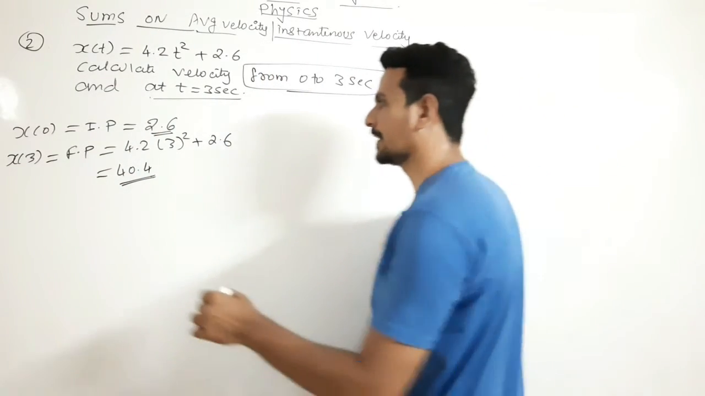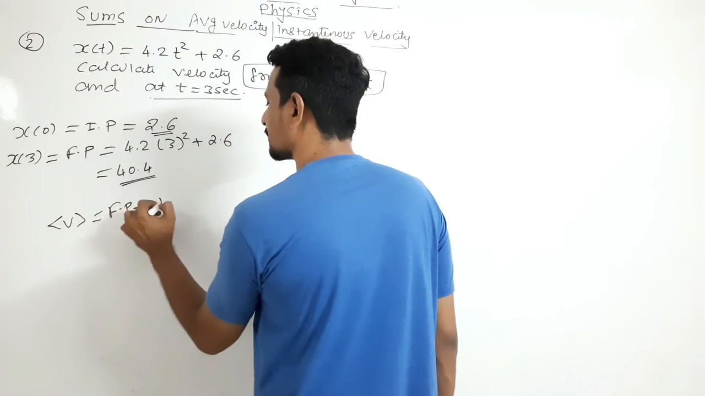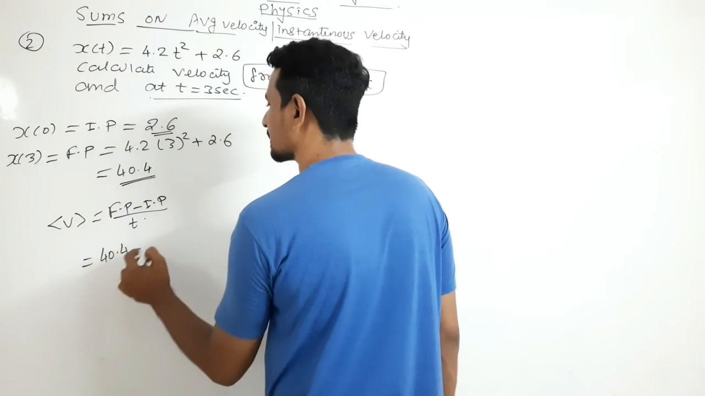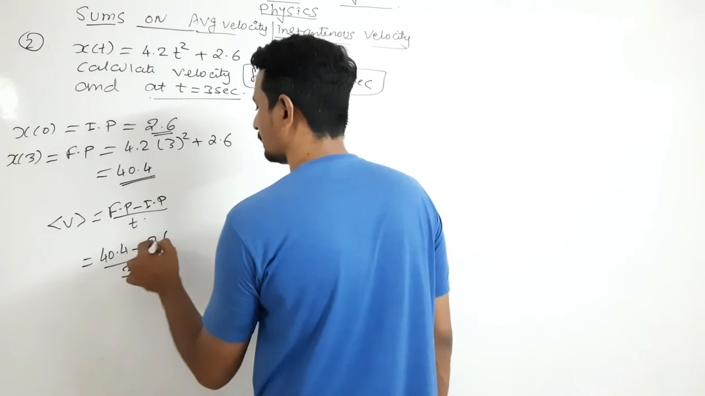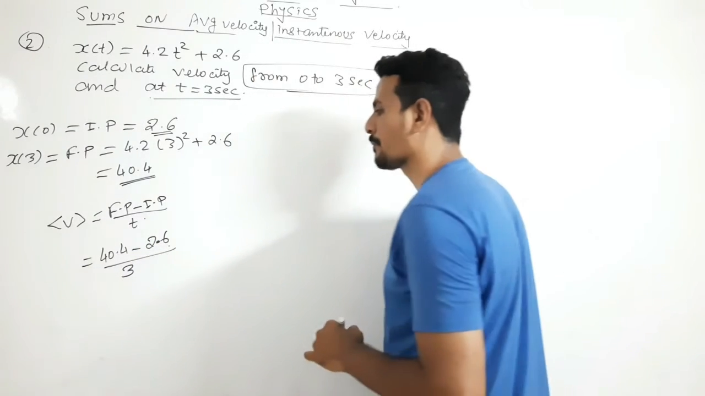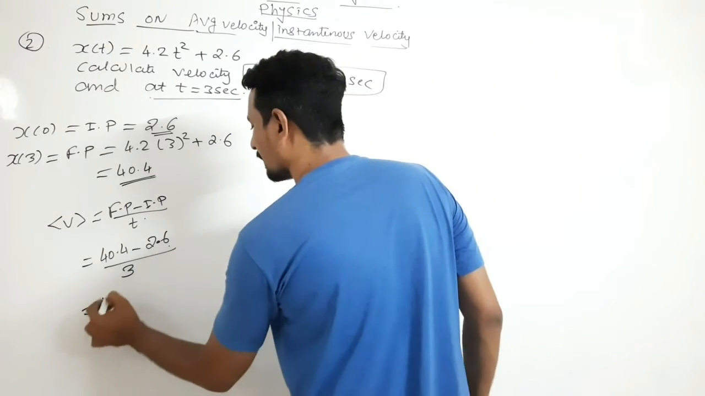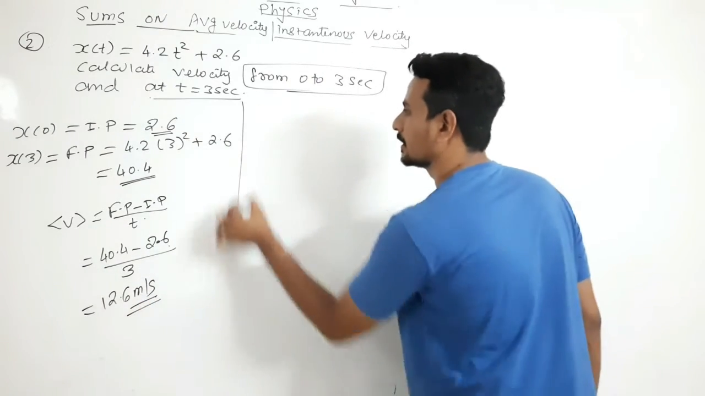So average velocity will be final position minus initial position upon time. So it is 40.4 minus 2.6 divided by 3, which is nearly 12.6. So this is the average velocity.